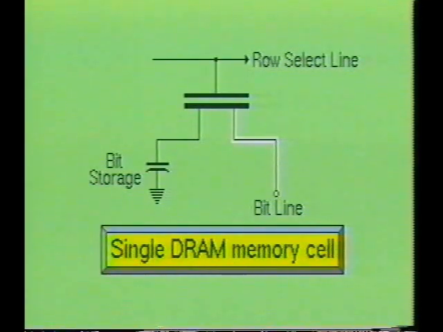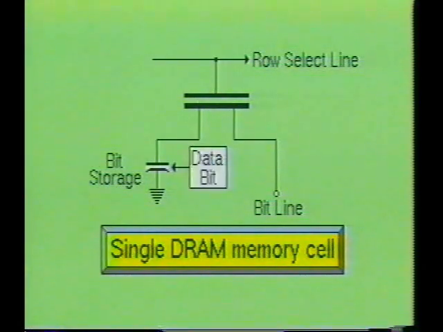To write data into the memory cell, the data bit is placed on the bit line, then the cell is selected through the row or word select line. The capacitor then charges through the MOS transistor to the bit line voltage level. When the row select line turns off the MOS transistor, the capacitor will retain its charge, thereby storing the data bit.